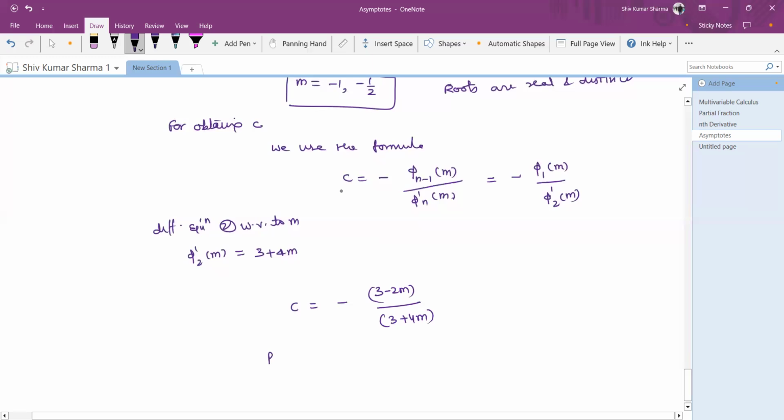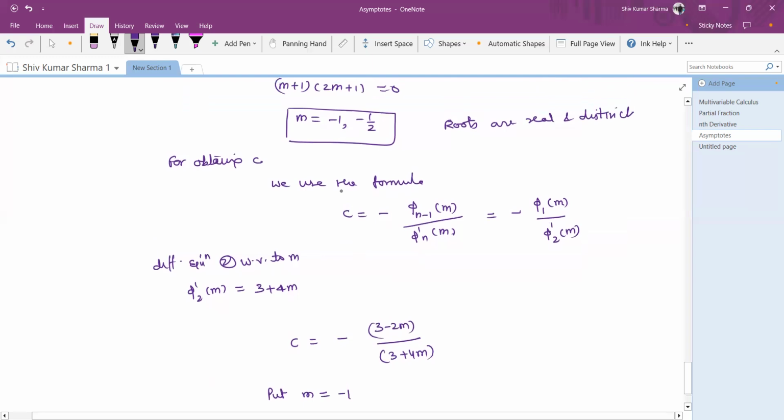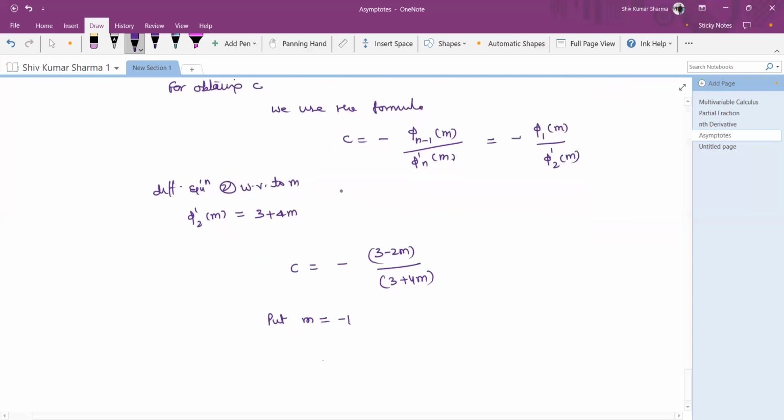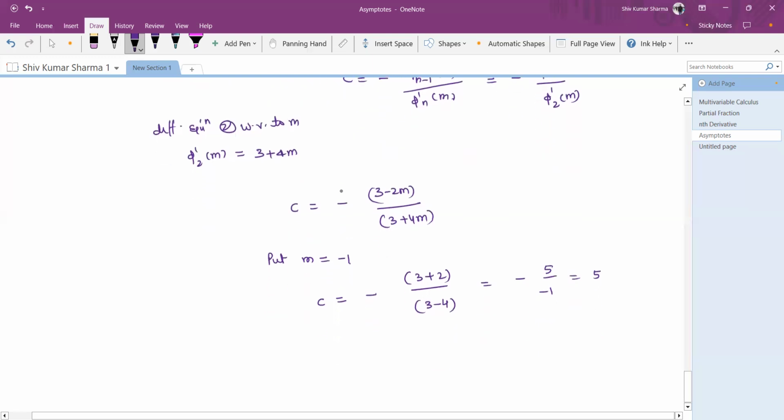Now put the first value of m, m is equal to minus 1, and we get the first value of c. What is the value of c? The numerator is 3 plus 2, over 3 minus 4. So this gives us minus 5 upon minus 1, which means plus 5. So c equal to 5. When m equal to minus 1, c equal to 5.